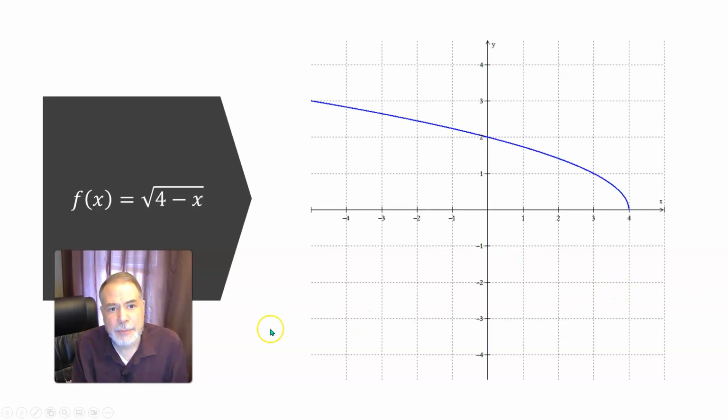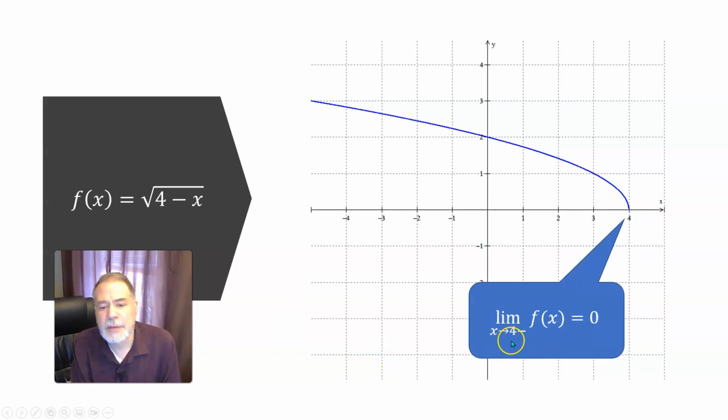So here's an example. Here the function f of x is the square root of 4 minus x. And if x were any greater than 4, then 4 minus x would be negative and we wouldn't be able to take the square root. So this is only defined when x is less than or equal to 4. So we can't really talk about just the limit as x approaches 4, but we can talk about the limit as x approaches 4 from the left.